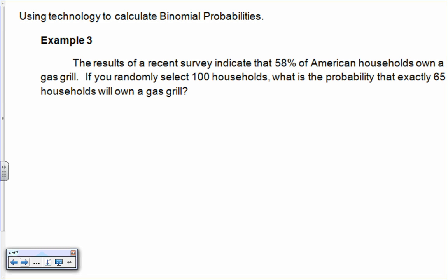What's the probability that exactly 65 of the households own a gas grill? Could we use the formula? We could, right? But let's see if we can actually use the calculator as well, and then I'll show you where the calculator can probably be used a little bit better. So let's figure out some of our information. N is 100. P is 0.58. That's all you need. You need P, you need N, and then you need the X value that is of concern.